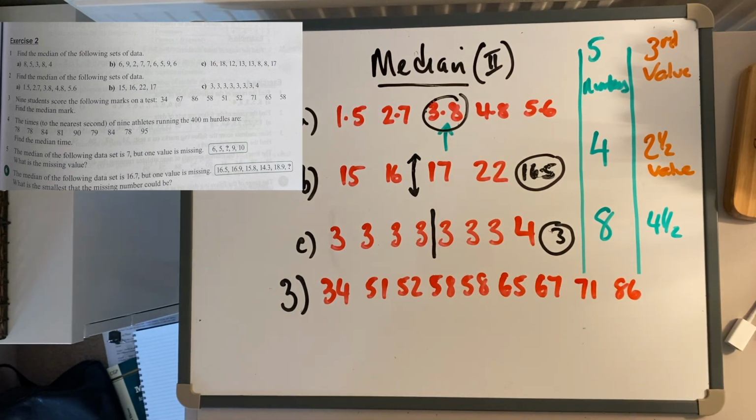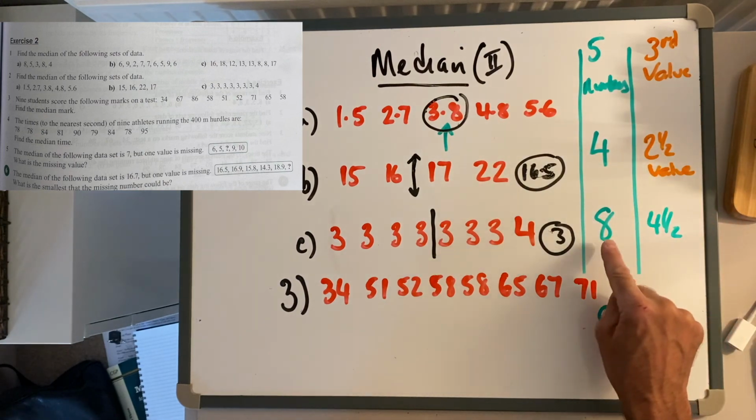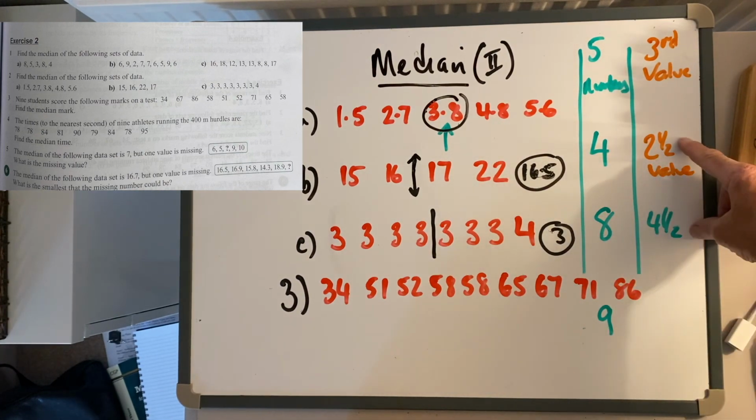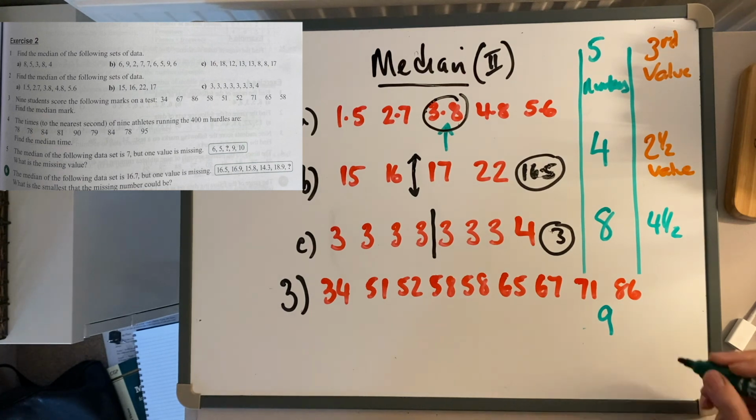Now I'm just going to count, because of course I could have made a simple mistake: 1, 2, 3, 4, 5, 6, 7, 8, 9. So there are 9 numbers, and I wonder if you can work out which value I'm going to look for. 5 values, third number; 4 values, the 2.5th; 8 values, the 4.5th. Notice with even numbers it always seems to be a half, and with odd numbers it is an integer, a whole value. I wonder if you can work out what it's going to be. Hopefully some of you have said it's the 5th value.